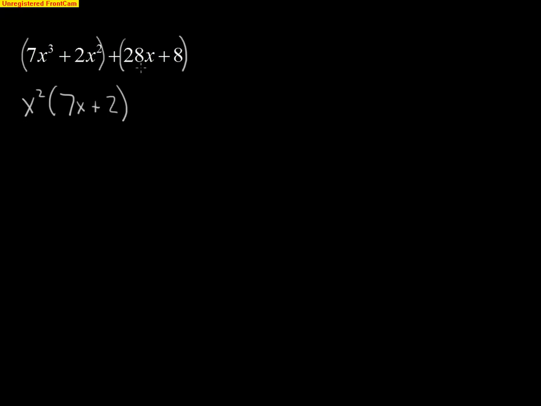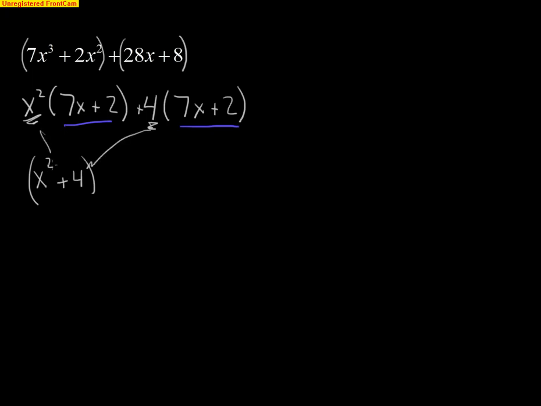What can I take out here? 28x plus 8. Well, between 28 and 8, I could take out a 4. And I'll have 7x plus 2. Notice again, I've got the same factor here and the same factor here. And that's what I wanted. So I take the x squared plus 4. And again, if you forget, that comes from this term here, this term here. And then my other factor is the 7x plus 2.